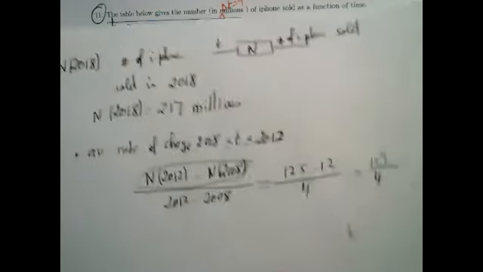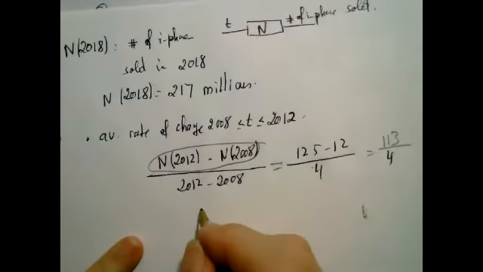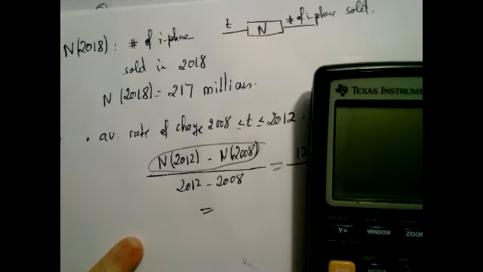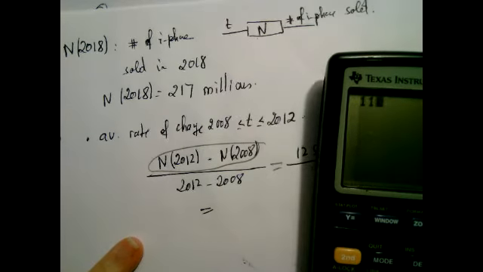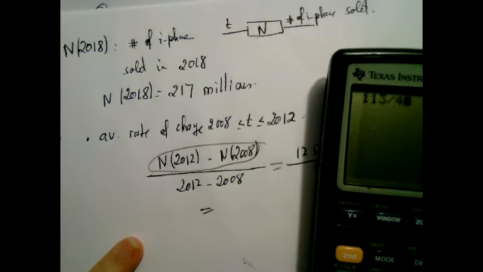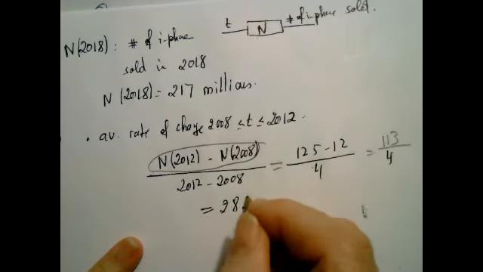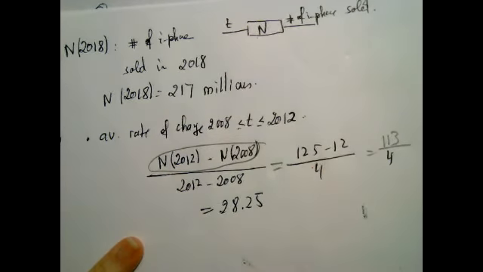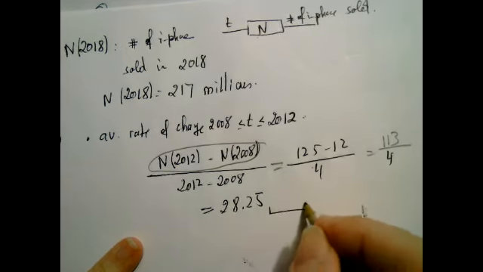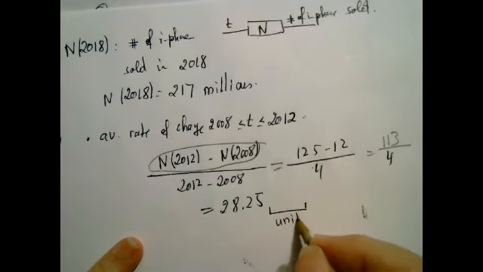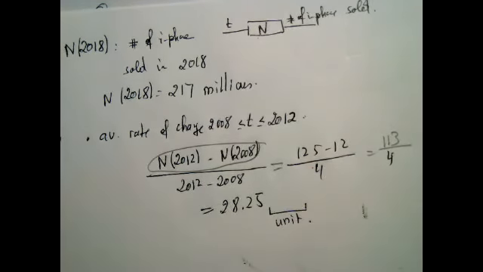Okay, so that's really my average rate. It's 113 over 4. Now, if I pick up my calculator and I compute this, especially if I ask you to do that, it gives me 28.25. Now the question addressed to you. What's the unit? What's the unit?